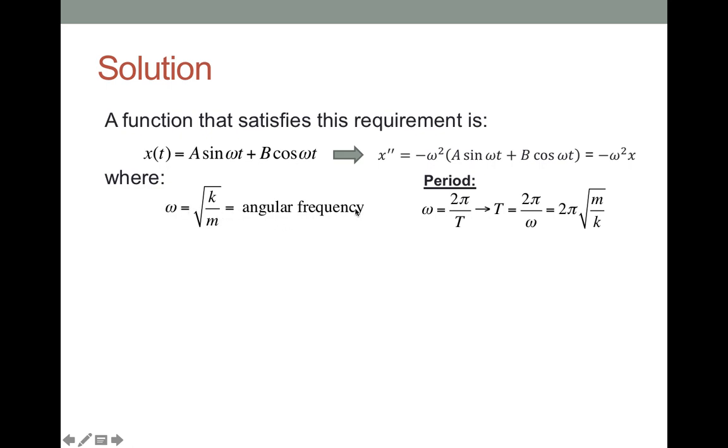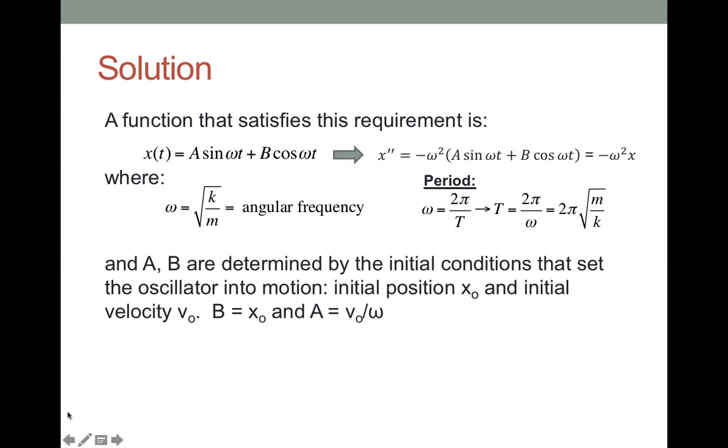Omega is what is called the angular frequency. It gives us the period. The period is 2 pi over omega. We plug omega in here, and we get that the period is 2 pi times the square root of m over k. The two constants a and b are determined by the initial conditions that set the oscillator into motion.